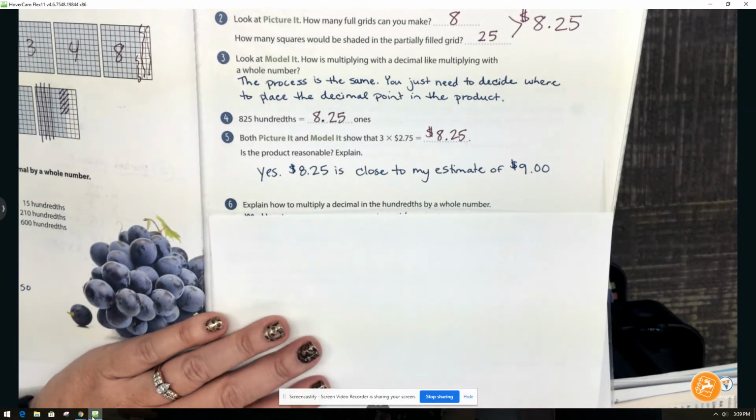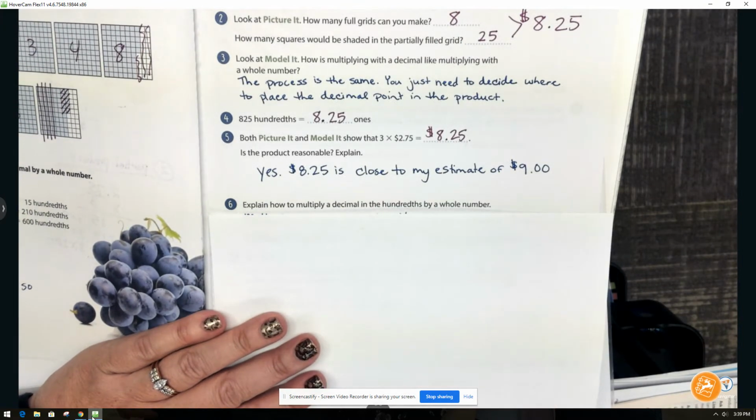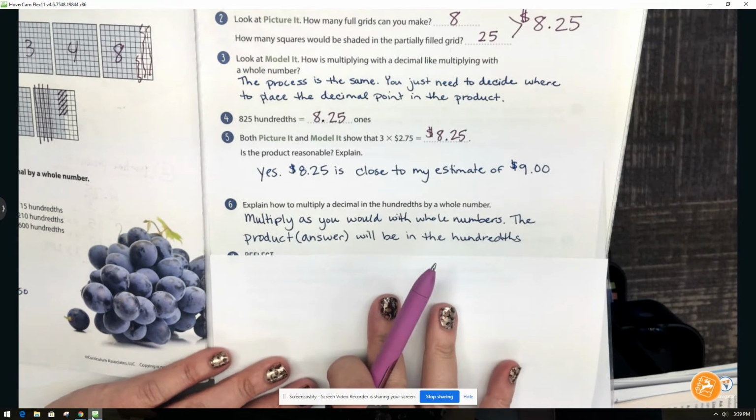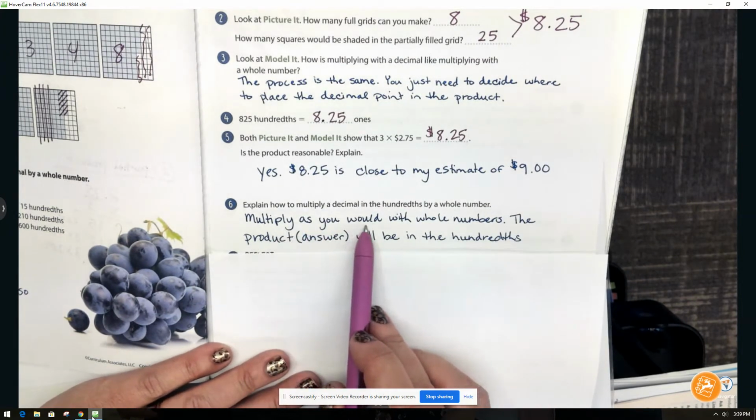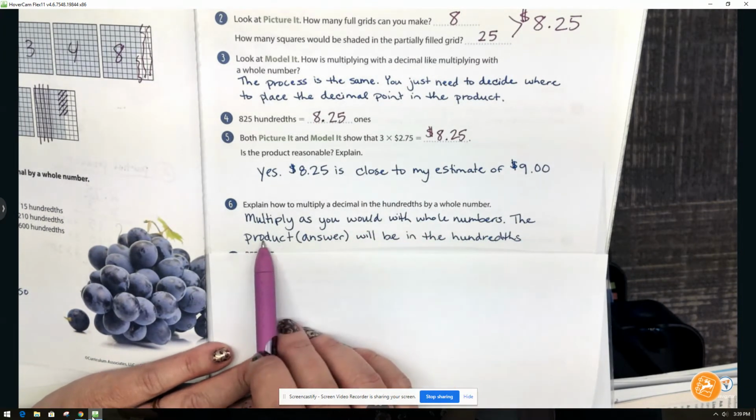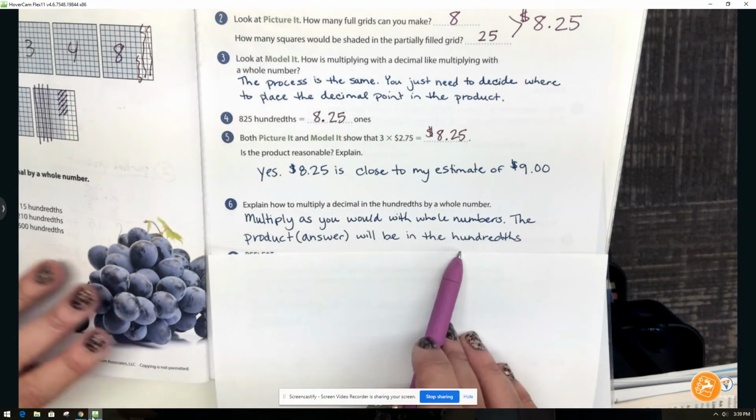Now, explain how to multiply a decimal in the hundredths by a whole number. So what we'll do is we'll multiply as we would with whole numbers. The product or the answer will be in hundredths.